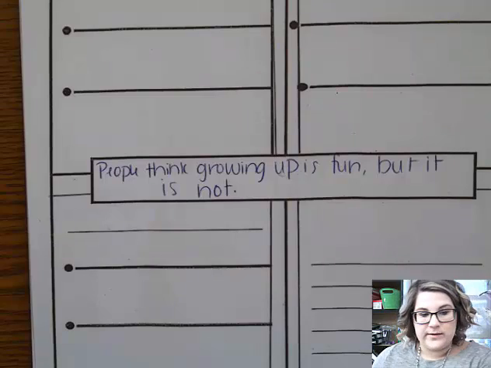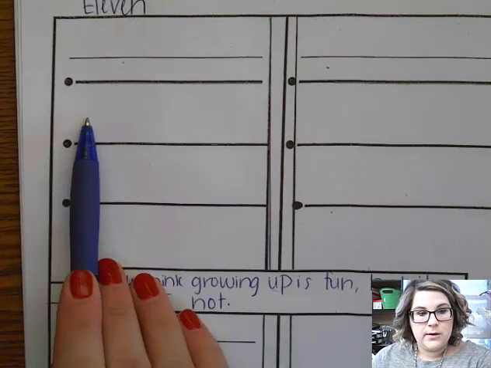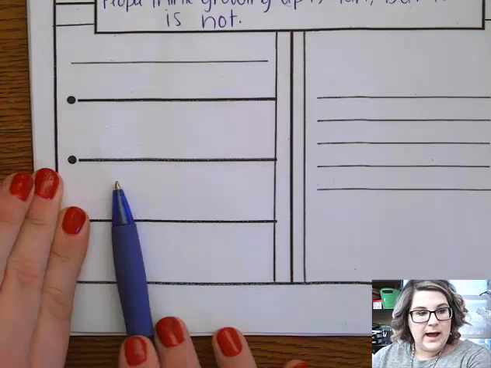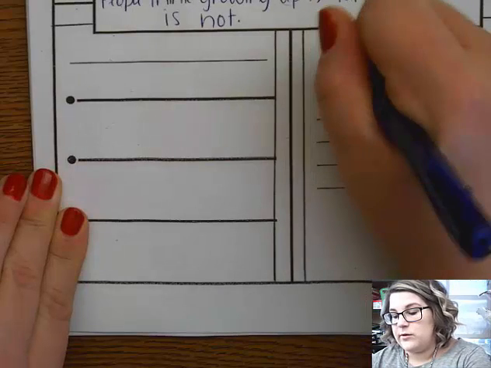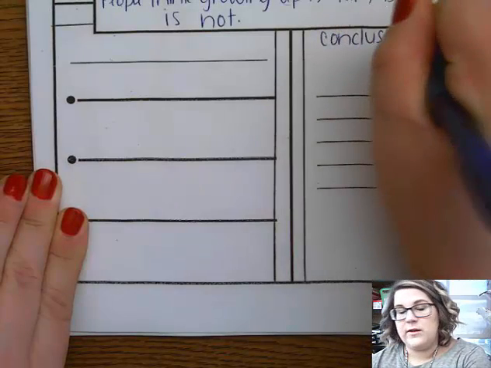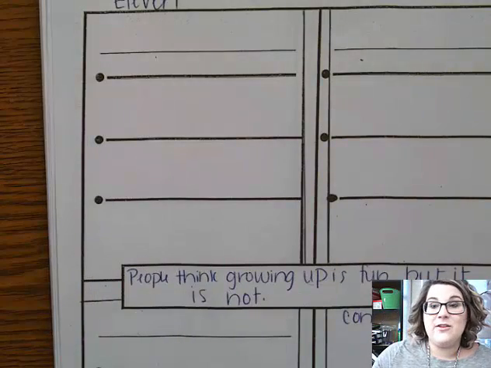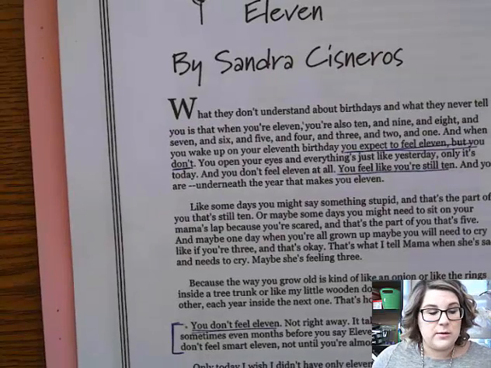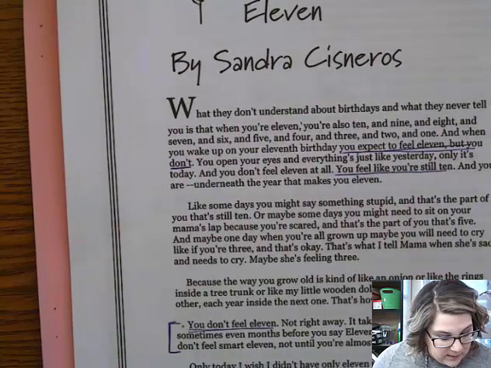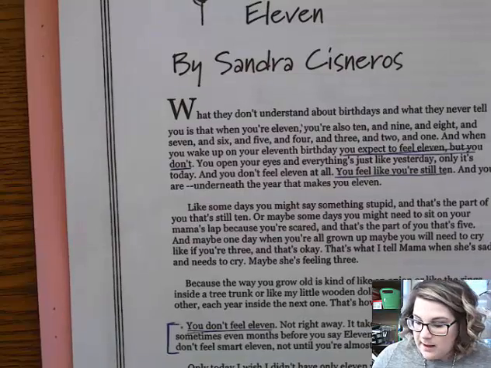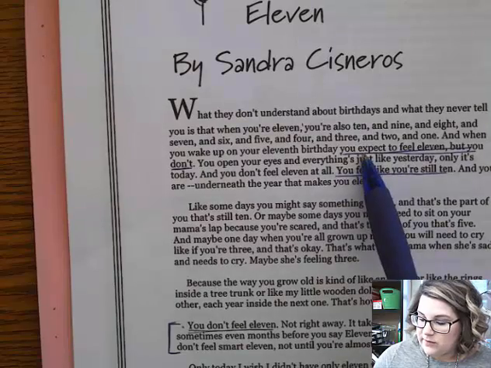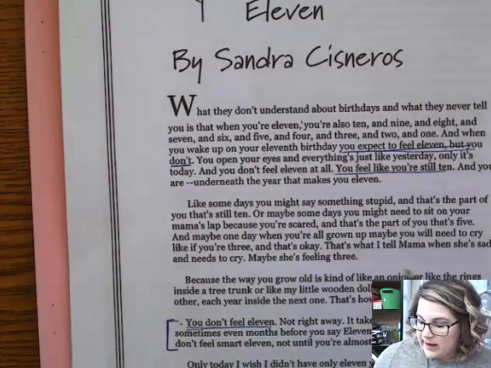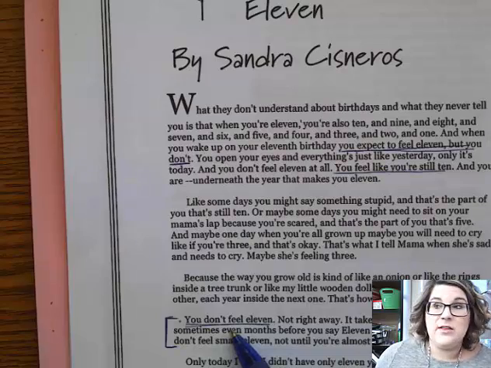So if we look to our organizer, we have room for 1, 2, 3 ideas, and then if we choose this story, this is where we would write a conclusion. So we do not need to fill this box in. Right now I'm on the hunt for 3 supporting ideas. That's why I had underlined a lot of ideas in my text here, because they were all pointing me to something. So the first thing that I want to go through, in this entire first section, she's talking about you expect to feel 11, you don't, you feel like you're still 10, you don't feel 11. I see a theme going on here.